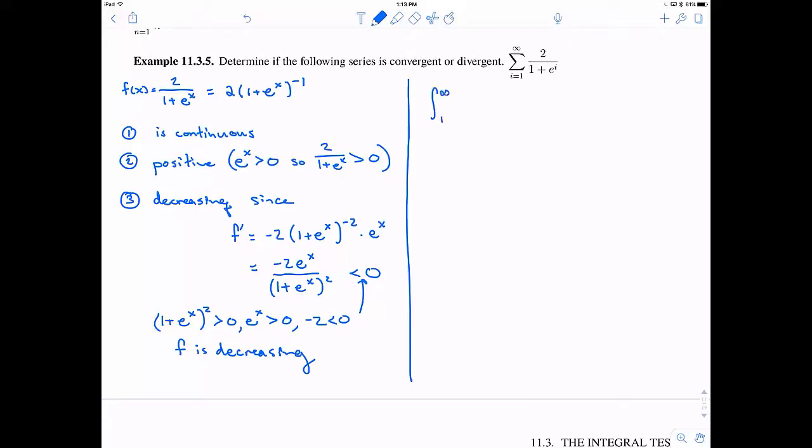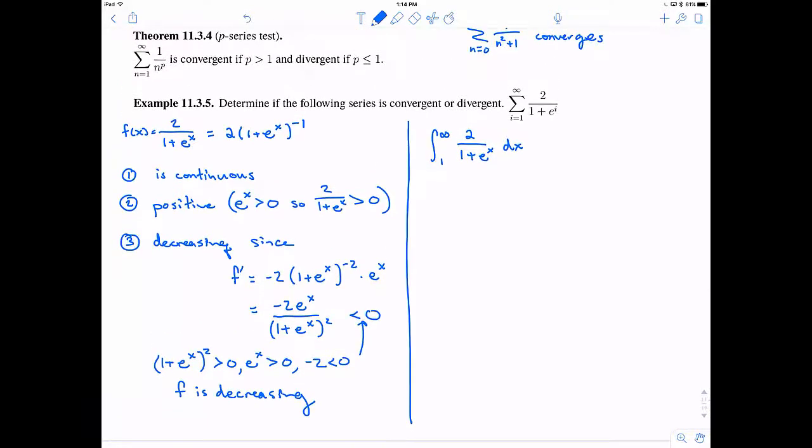So let's go ahead and look at the integral from 1 to infinity of our function, 2 over 1 plus e to the x dx. And now the thing that we want to note here is that I'm going to try to use the comparison test on this integral.